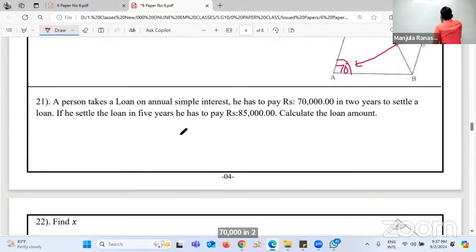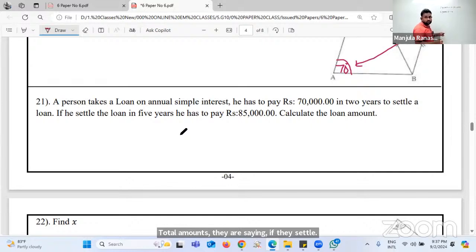Now check. They didn't mention anything, right? So here they mention settling in 2 years. Within 2 years, if they settle, they have to pay 70,000, the total amount they are saying. If they settle in 5 years, then they have to pay 85,000.